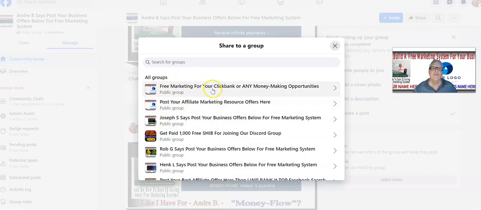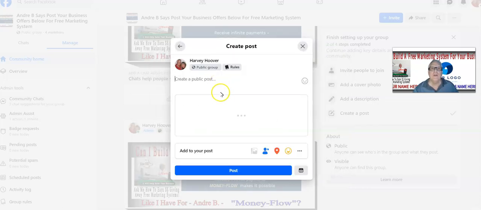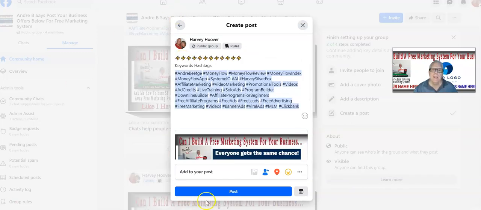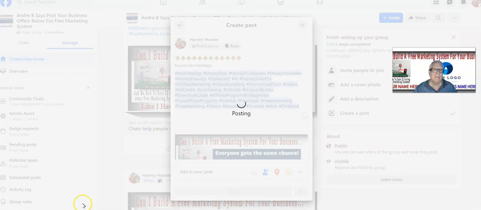And I'm going to share it to, I have over 600 of them. Of course, you're going to have access to all my Facebook groups that you can join and share your post to. We're going to share it to one of my bigger groups here, but you got to make sure that you, and then you're going to post it.